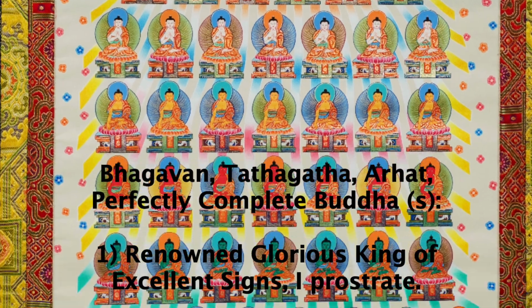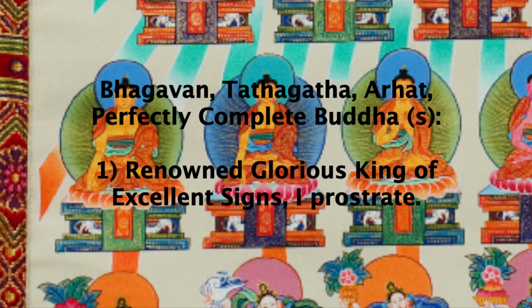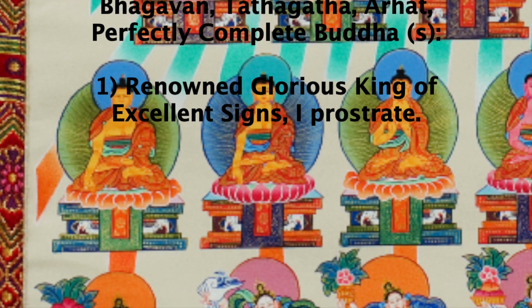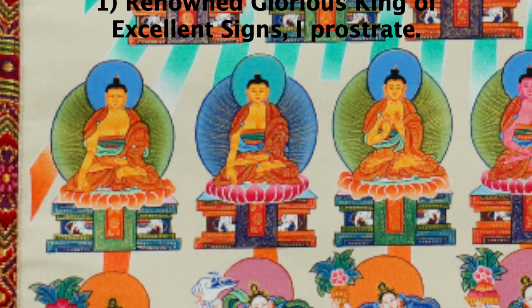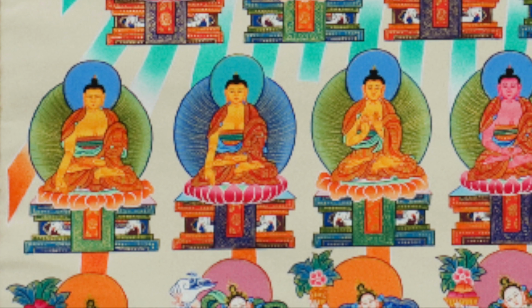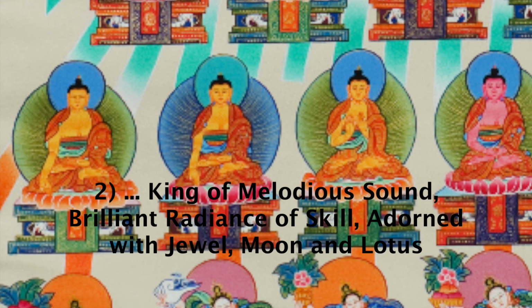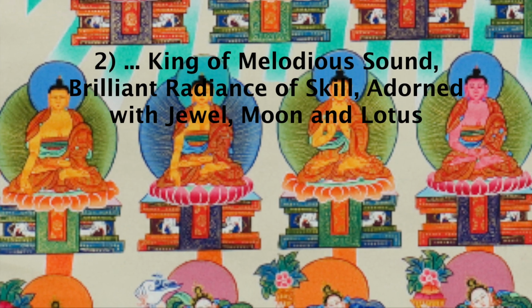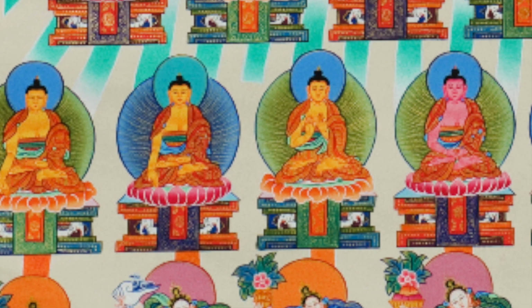The Seven Medicine Buddhas. To Bhagawan, Tathagata, Arhat, Perfectly Complete Buddha, Renowned Glorious King of Excellent Signs, I prostrate. To Bhagawan, Tathagata, Arhat, Perfectly Complete Buddha, King of Melodious Sound, Brilliant Radiance of Skill, adorned with jewels, moon, and lotus, I prostrate.